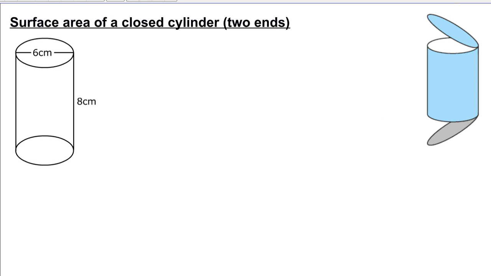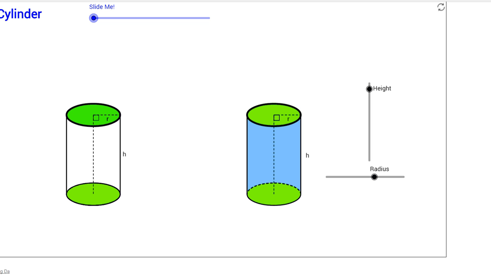Before we look at finding the surface area of a closed cylinder, it will be more helpful if we can look at the net of a closed cylinder, and then we can know the steps involved when you're trying to find the surface area of a closed cylinder. So here is a cylinder, and what we want to do is to try and figure out what the net of this cylinder will look like.